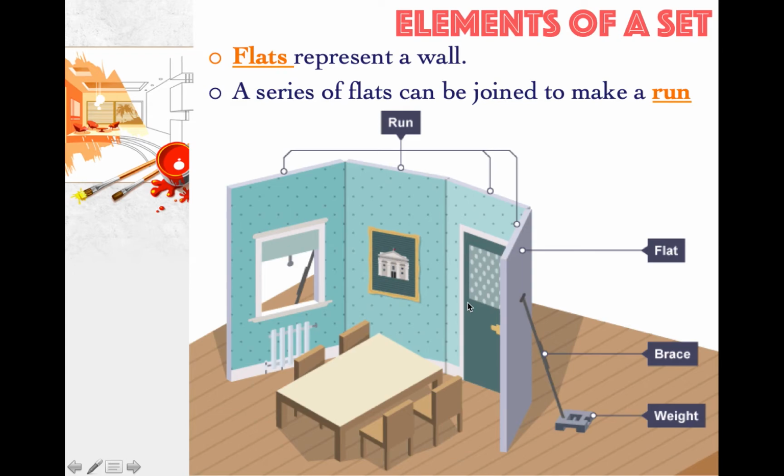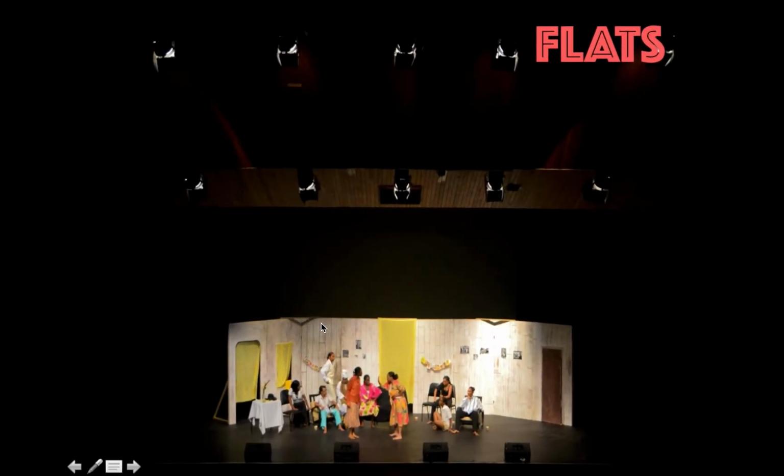So basically, walls in theater sets are called flats. So this is a picture of a real life example. This is in Aprimo Bowl, where you have flats coming together to make a run. And then of course you have entrances and exits with curtains and things like that as well.